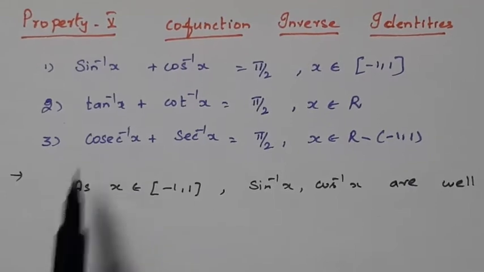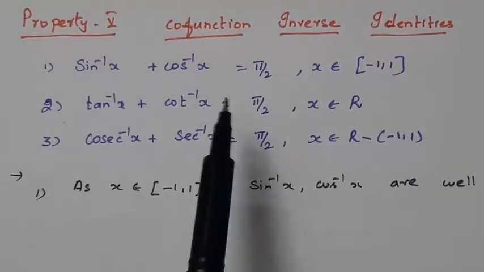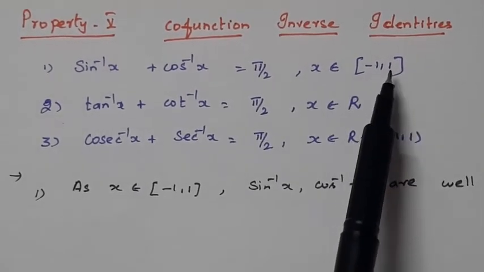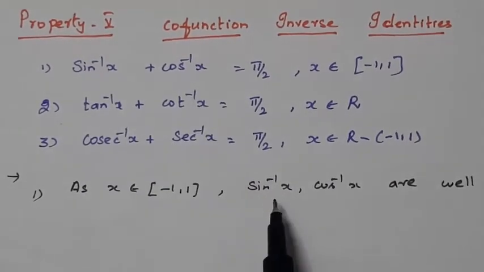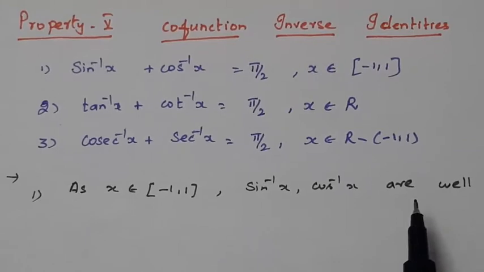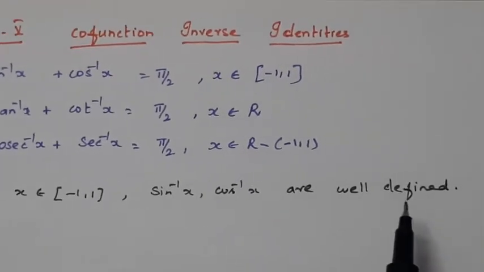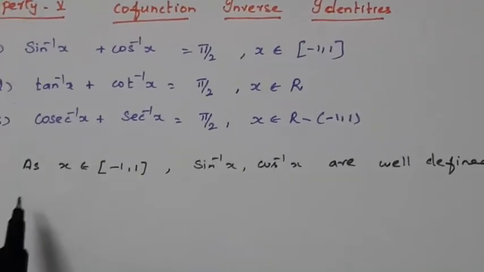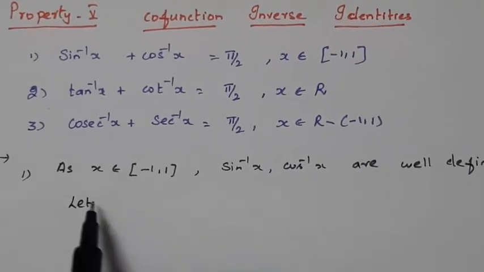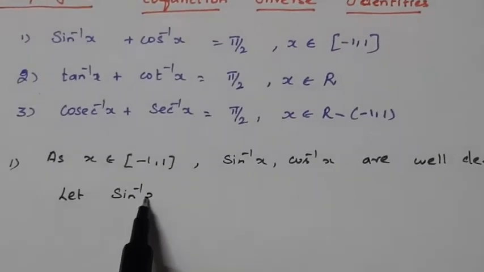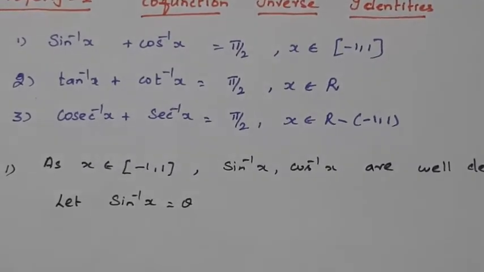Now to prove the first one, as x belongs to the closed interval minus 1 comma 1, which is nothing but the domain of sine inverse and cos inverse of x, both sine inverse of x and cos inverse of x are well defined. So let us assume sine inverse of x to be theta.